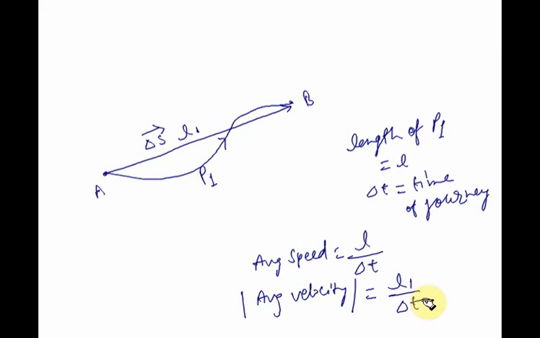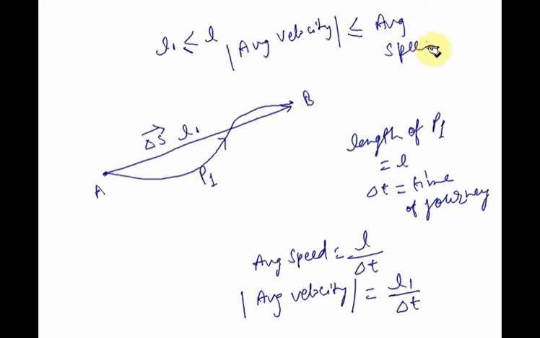So as we know that the straight line is the shortest path between any 2 points, this means that L1 is always less than or equal to L. So we can say that the magnitude of average velocity is always less than or equal to the average speed. So this is the relationship between average velocity and average speed.